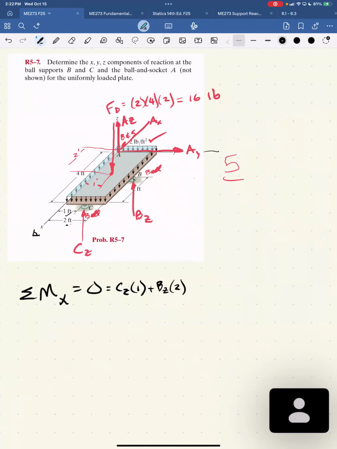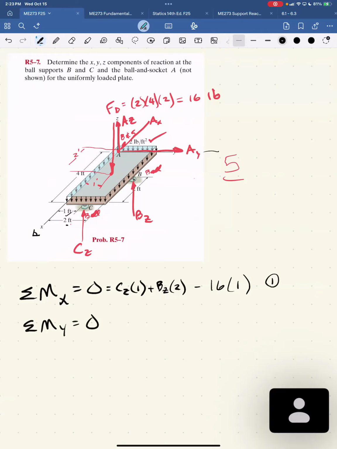And then I have the distributed load, 16 pounds. It's 1 foot away from the x-axis. It wants to go clockwise, so it's a negative moment. So it's minus 16 times 1. So that's the best you can do. That's one equation. And then sum moments about y.